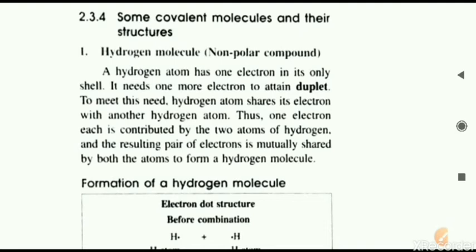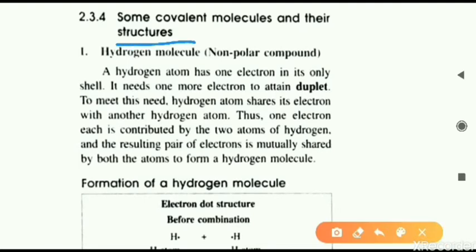In this class onwards, we will discuss some of the covalent molecules and their structures. We will see the different electron or Lewis dot structures. Followed by this, we will see a comparison between the ionic compounds as well as the covalent compounds, and what kind of differences are coming in their physical properties. Let us begin here with some covalent molecules and their structures.